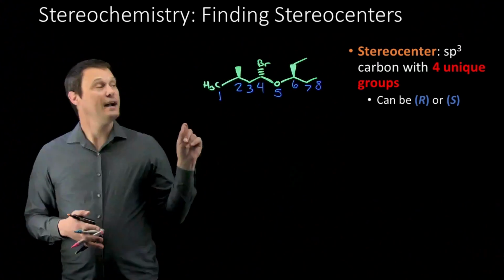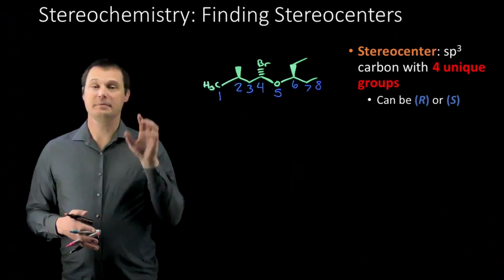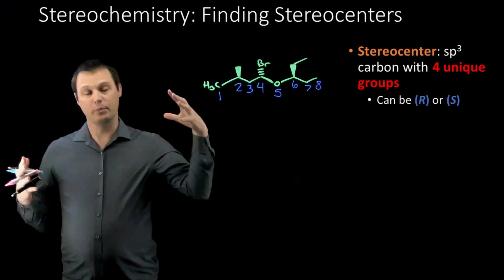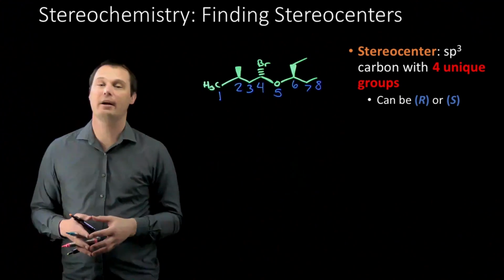I do want to emphasize it needs to be attached to 4 unique groups, not 4 unique atoms. Each atom attached to the carbon does not have to be different. You can have the same atoms, but the group, the extended group, the functional group, must be unique on all 4 positions for that carbon to be a stereocenter.